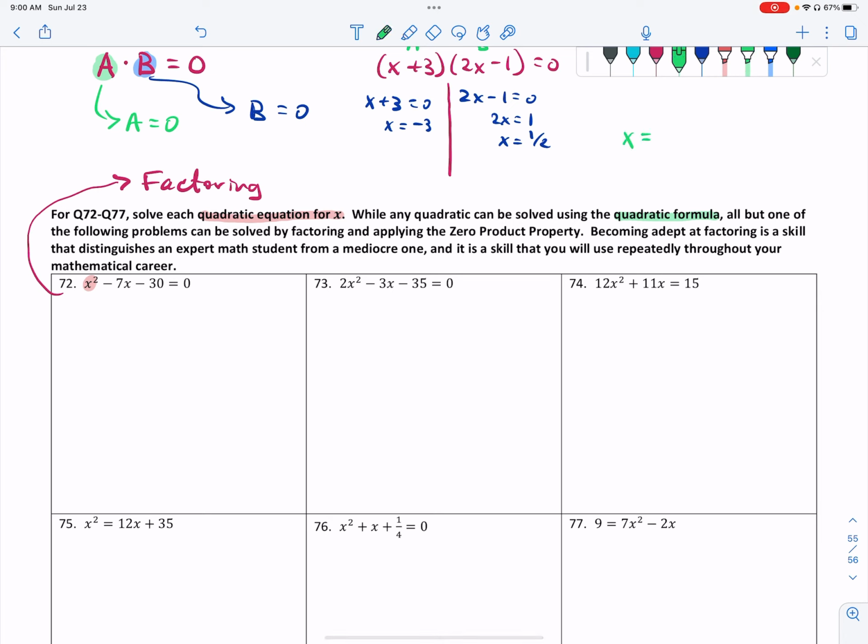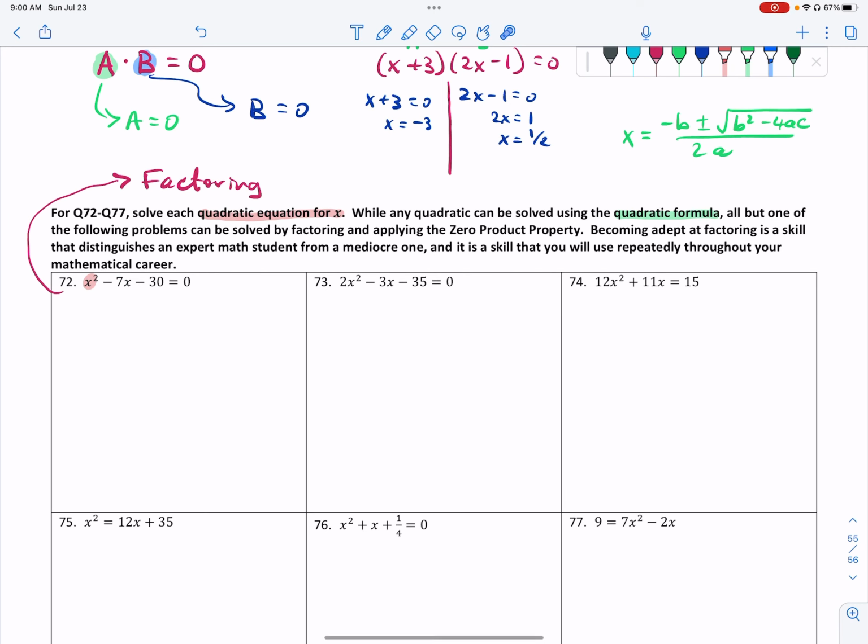x is equal to negative b plus or minus the square root of b squared minus 4ac, all over 2a, where the a is the number in front of x squared, your b is the number in front of the x, the linear term, and then the c here is your constant term, including the sign that goes with it.